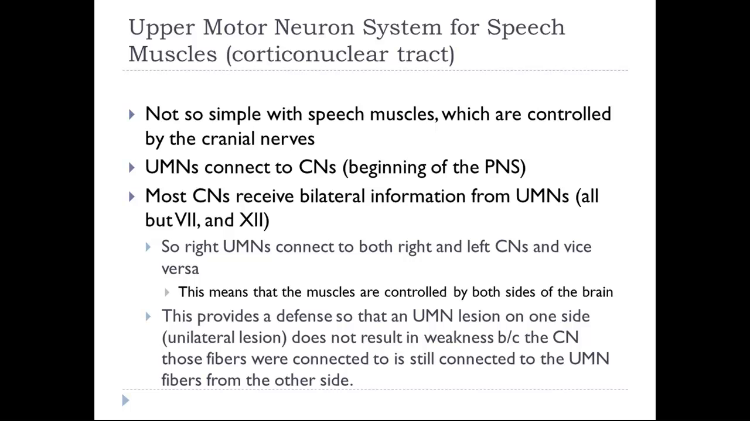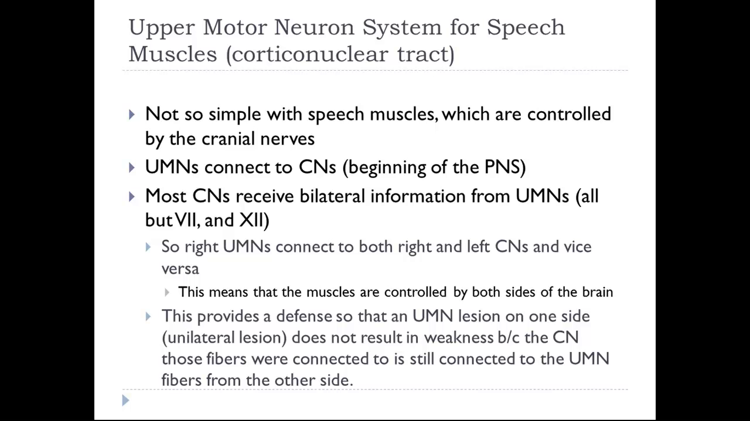Rather than it being that rule that we all know, actually with the speech muscles, most of the nerves that control the muscles in our head and neck are actually bilaterally controlled. So that means that the right upper motor neurons connect to both right and left cranial nerves and vice versa. So make sure you don't get that confused.